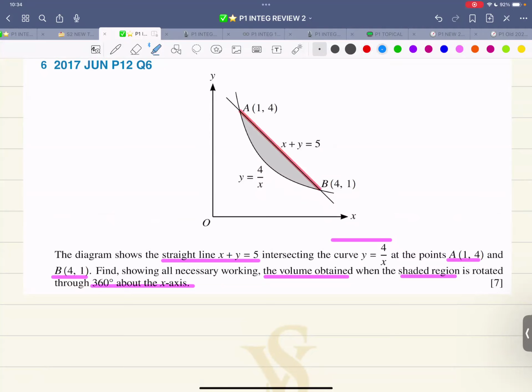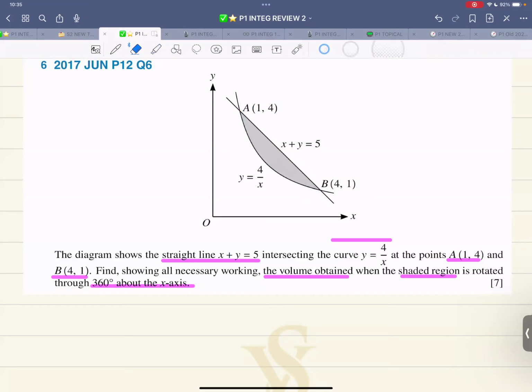Now, first of all, if I focus on the line, there is a region below the line. Then if I focus on the curve, there is a region below the curve. And we are interested in the region that is between the line and the curve. So basically, we are looking for this particular region, which is already shaded in the diagram. This is double shading that I've done, so let me just remove it.